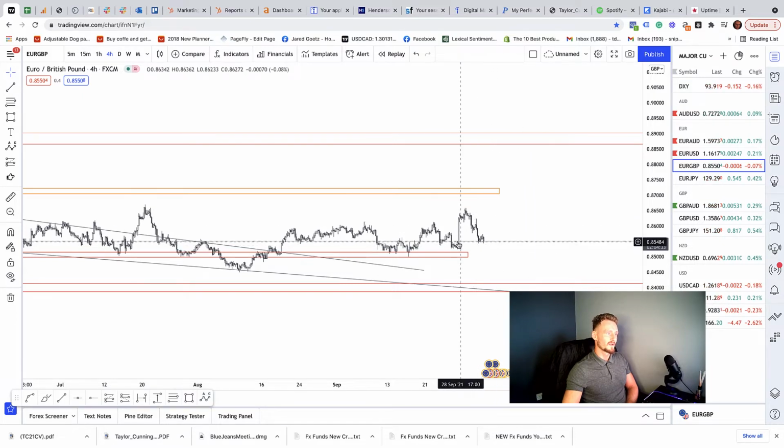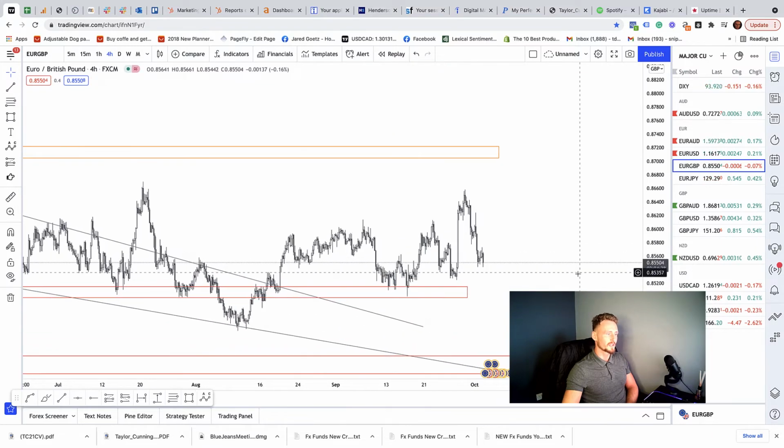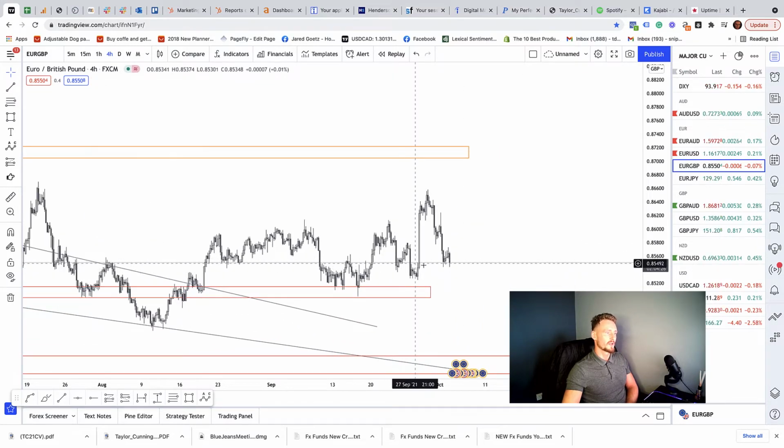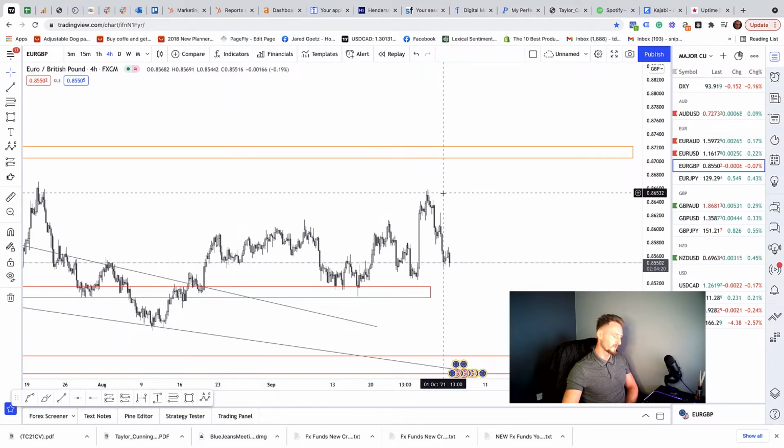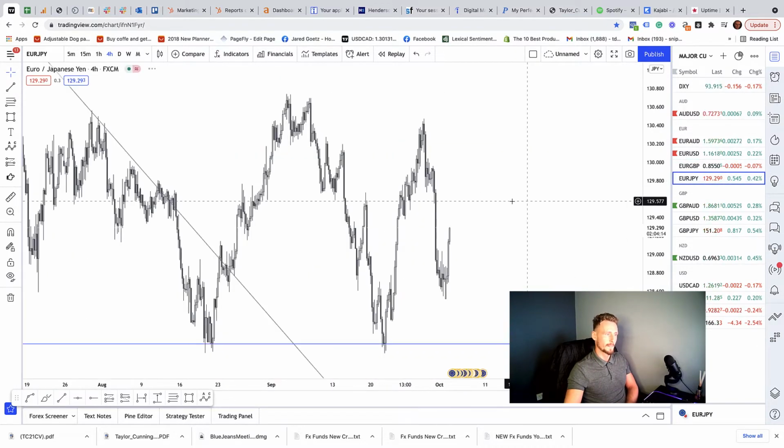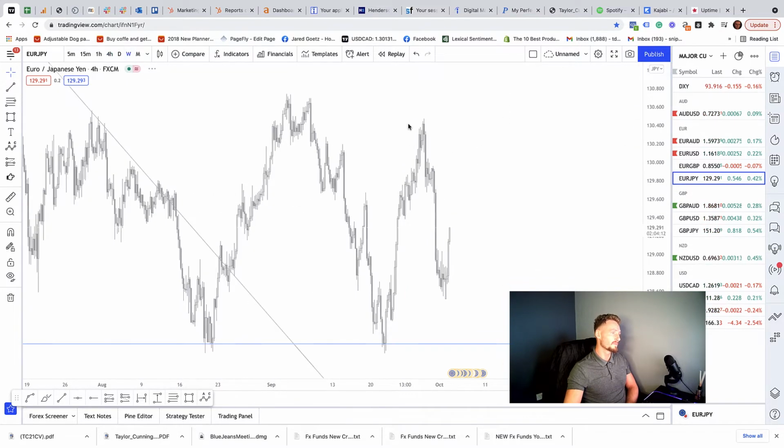Although we retraced heavily this big momentum candle, and I do think we could start to see some buyers paying attention to that. We created a nice little double bottom, and we could potentially look to start working our way back up to the tops of these highs. But for me personally, just looking at it right now, I'm not really too interested, and I'm going to move on. So EURGBP, this looks pretty interesting.